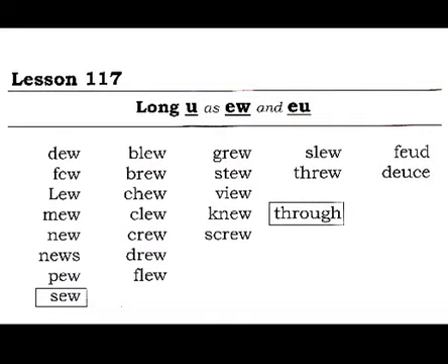In lesson 117, we have another way of writing long U, EW and EU. And in such words, the EW is in such words as new, N-E-W, flew, F-L-E-W, crew, C-R-E-W, brew, B-R-E-W, grew, G-R-E-W. And the EU spelling form you'll find in such words as feud and deuce.